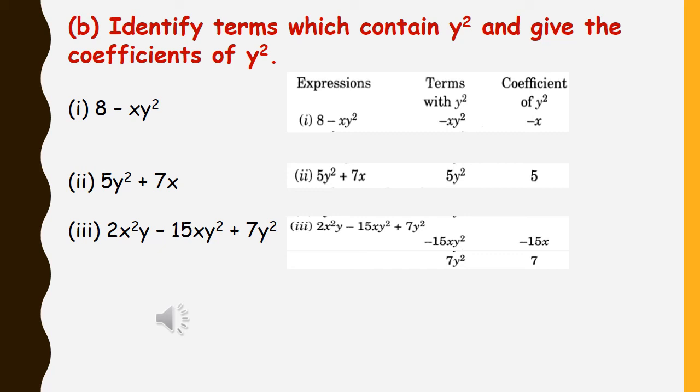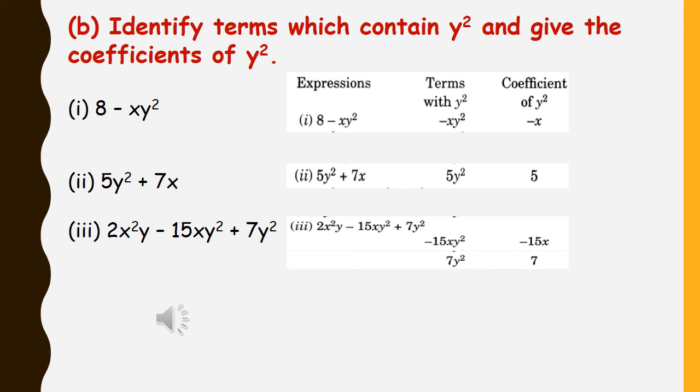In question number 4, part B, identify the terms which contain y square and give the coefficient of y square. So whatever is multiplied with y square, we have to identify that. The first expression is 8 minus xy square. The second term has y square and the number multiplied with y square is minus x. Part 2, 5y square plus 7x. The first term 5y square has y square in it and the coefficient is 5.